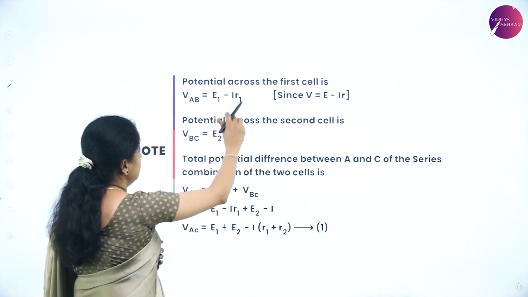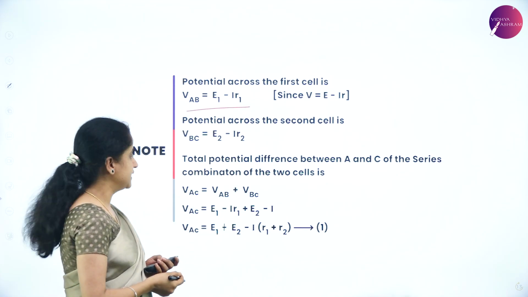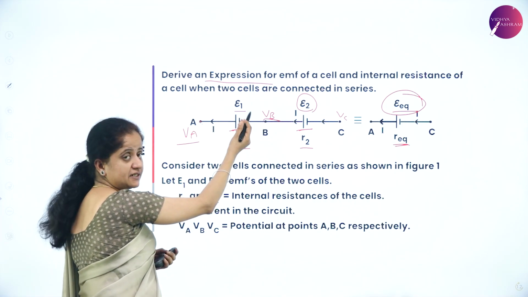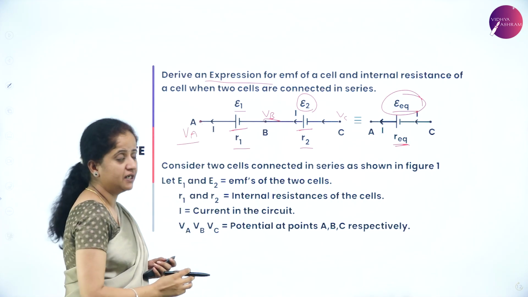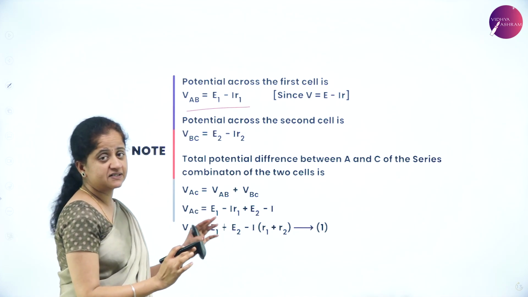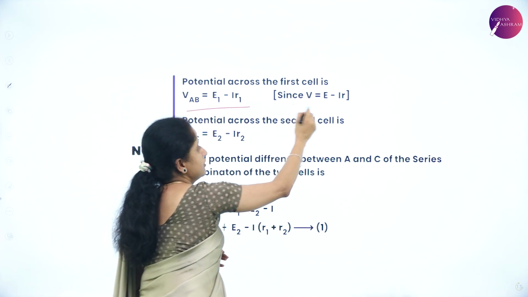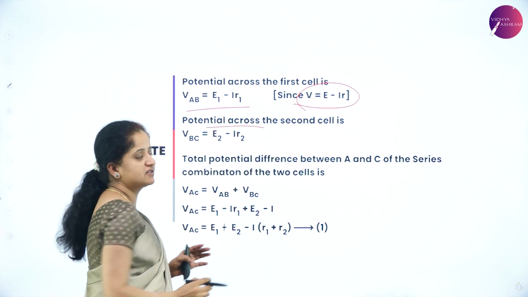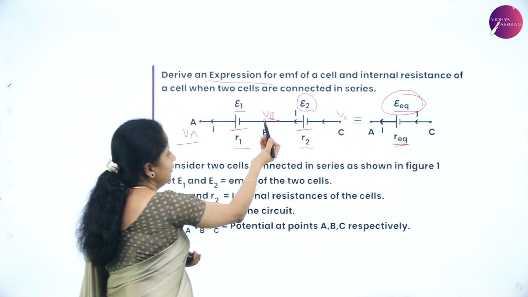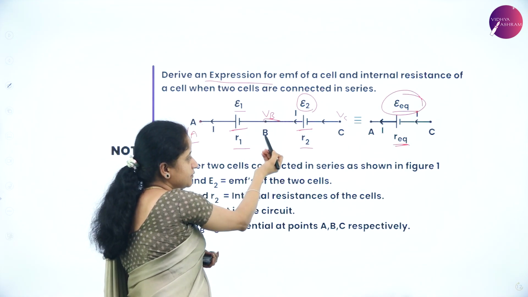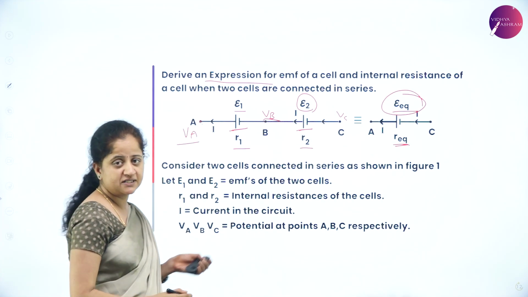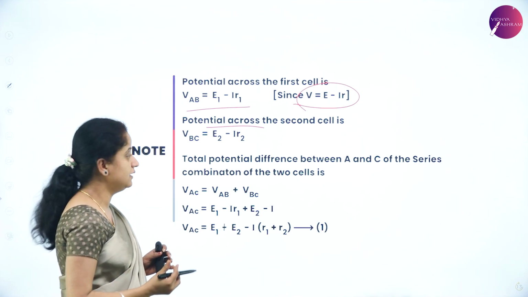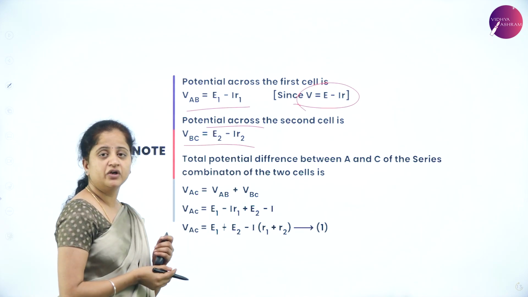So the potential across the first cell is given by VAB is equal to E1 minus IR1, because the two points due to the first cell are VA and VB, that is the potential at point A and potential at point B. So according to this, we can write the potential across the first cell, VAB, is equal to E1 minus IR1, from the expression V is equal to E minus IR, which we have already derived. Now similarly, we can write the potential across the second cell. You can see here the points across the second cell are B and C, and VB is the potential at B and VC is the potential at point C. Now VBC is equal to E2 minus IR2, that is, across the second cell the potential is given as VBC is equal to E2 minus IR2.